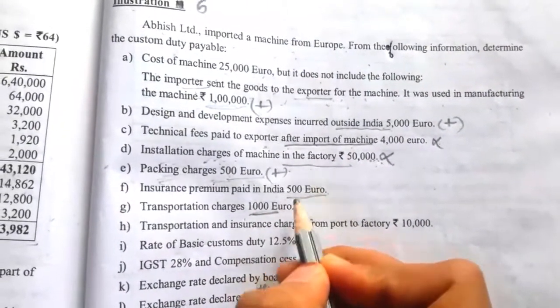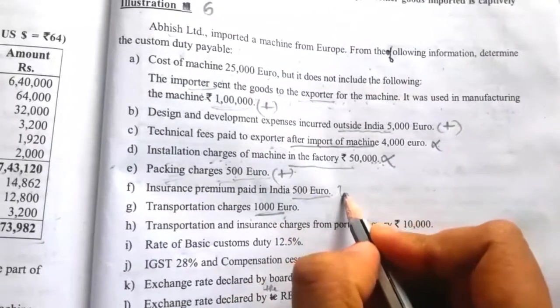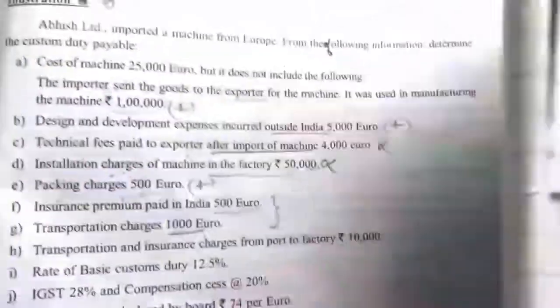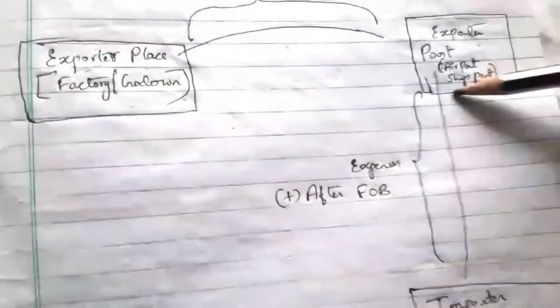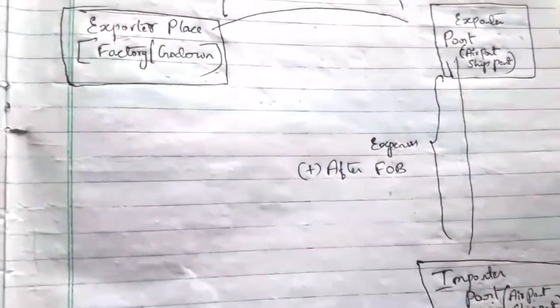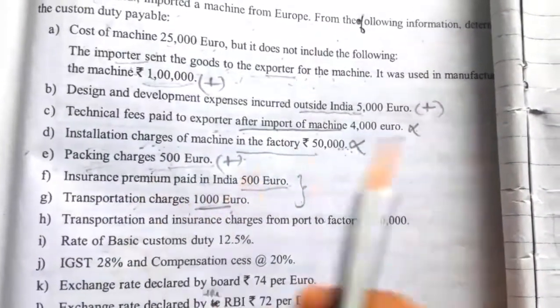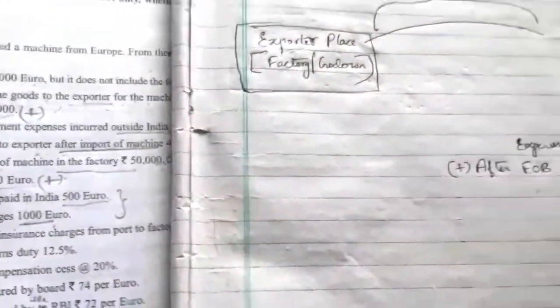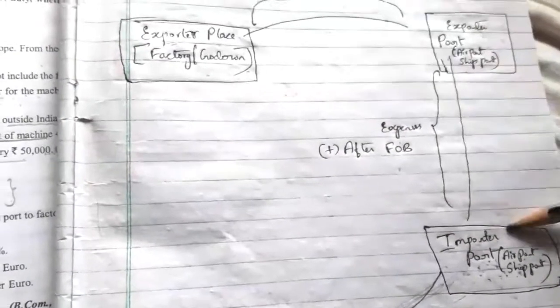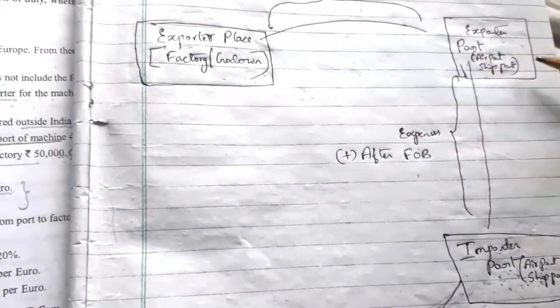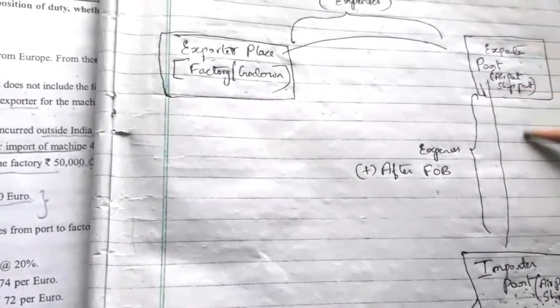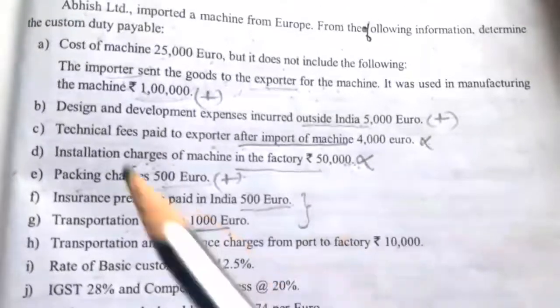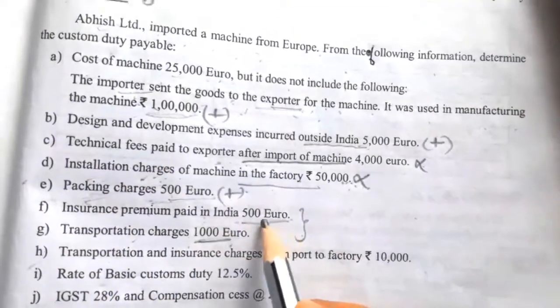So this is the expenses we have to take as port to port. These expenses are incurred from port to port, exporter port to importer port. So that is the transportation and insurance premium paid in India. That is the 500 euro, it is the transportation expenses as well as insurance expenses incurred here, exporter port to importer port. Don't confuse with the word in India.